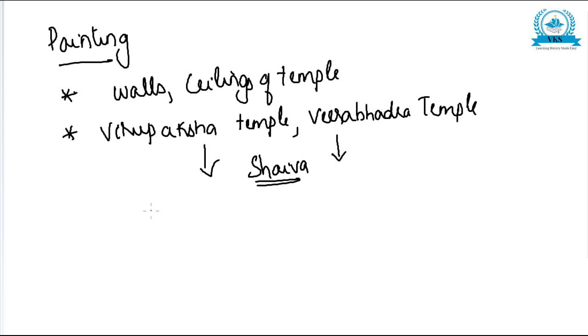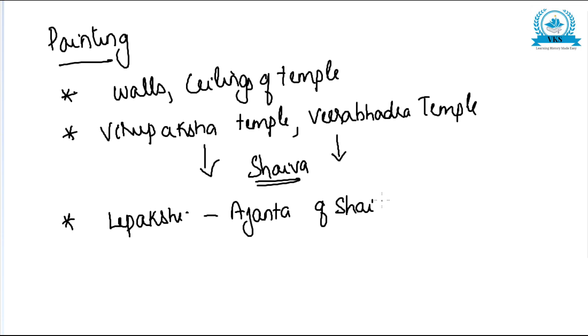Then there were also many other paintings done in different temples, and Lepakshi is called the Ajanta of Shaivism. The Ajanta, we know about the importance of Ajanta cave for painting. So Lepakshi is called the Ajanta of Shaivism.